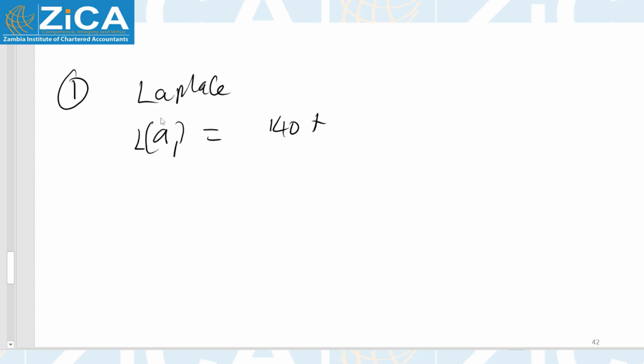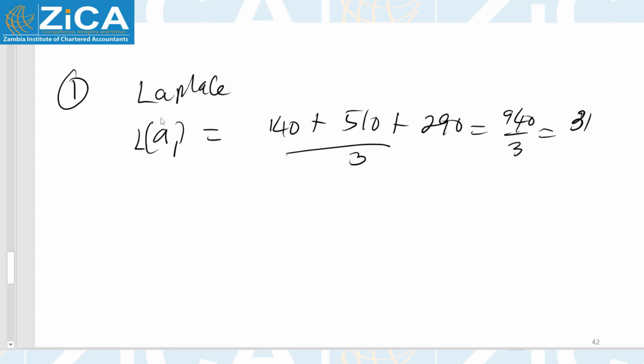How do we do this question? See, the first part where we are saying the Laplace is just the average. So for A1, mining, find the Laplace. It's just the average. So you have got 140 plus 510 plus 290. And how many values do you have? You have got 3. So divide that by 3. That will be 940. Divide that by 3, which will give us 313.33.